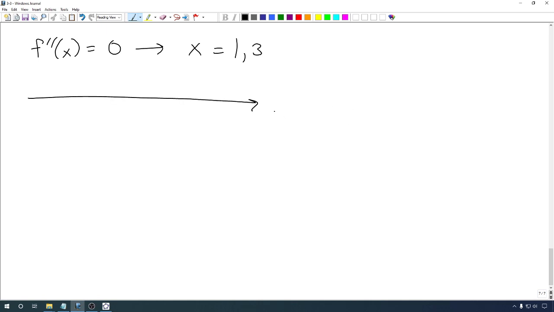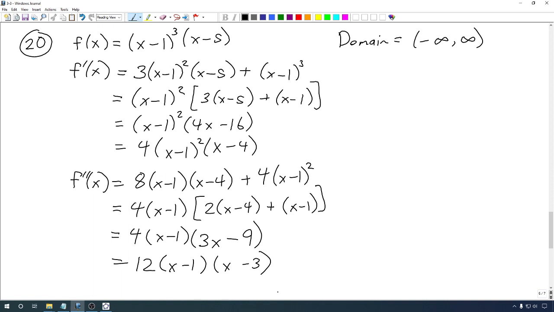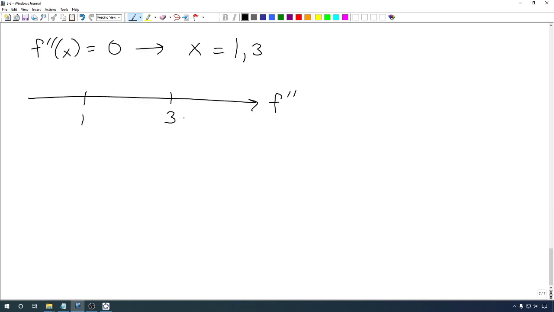And for our number line for f double prime, go ahead and just put those on there. Now I do need to use my formula here to take some test points. So I just copied over my second derivative, the simplified version of it at least. For my different intervals, I can take 0 for negative infinity to 1. I can take 2 for 1 to 3. And I'm going to take 4 for 3 to infinity. So I'm just going to plug those values into my second derivative.